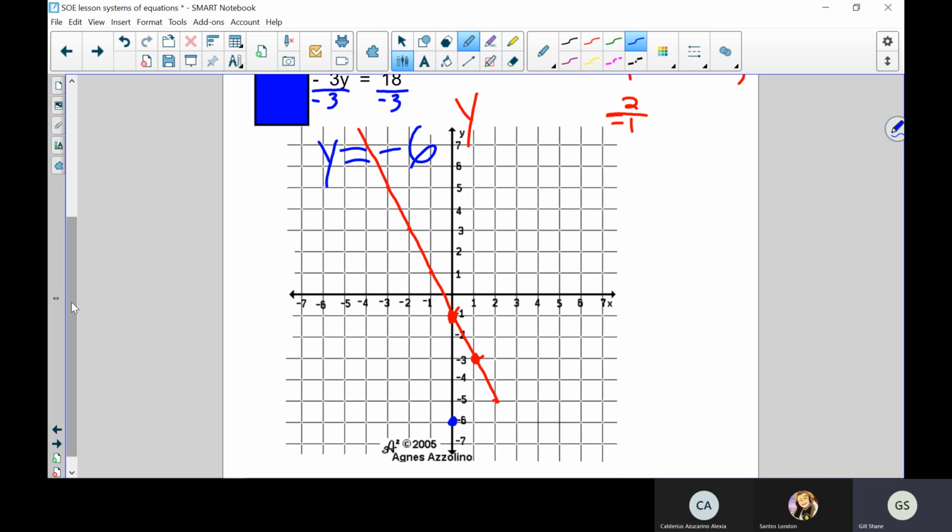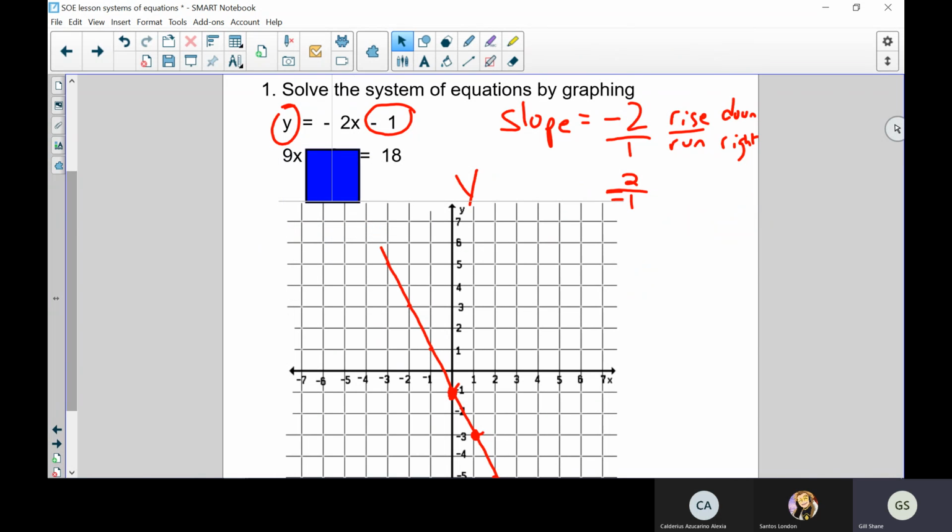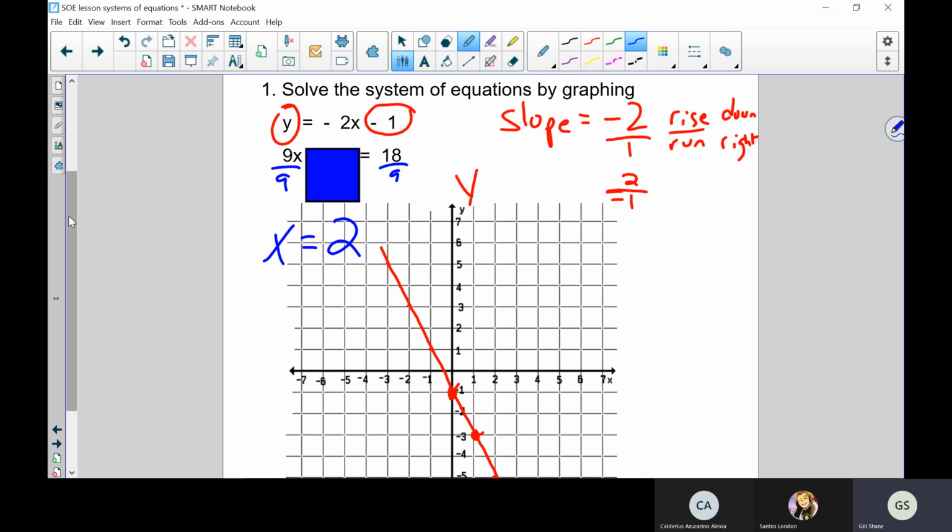But we just do the same exact process with the other part of the equation. Erase probably some of that line. Yeah, we don't need the y. Y is -6, we took care of. So now we just cover up the other part. And now we solve. If we divide by 9 on both sides, we get x equals 2.